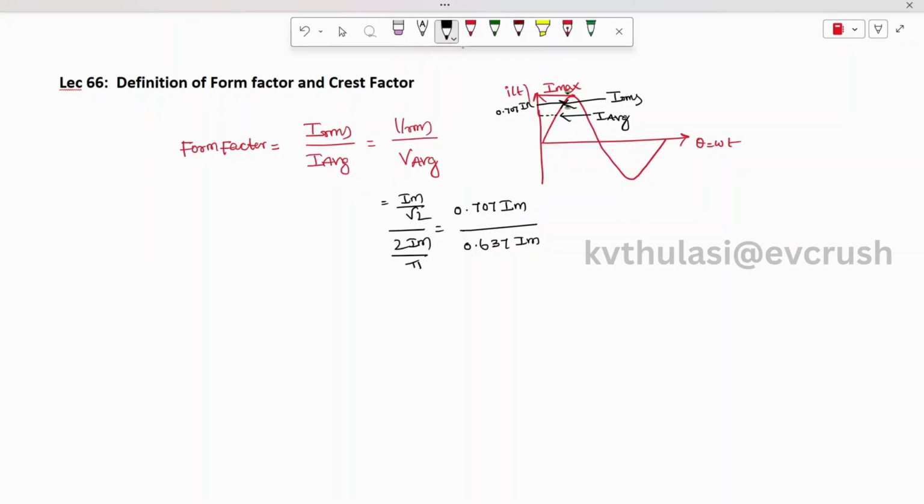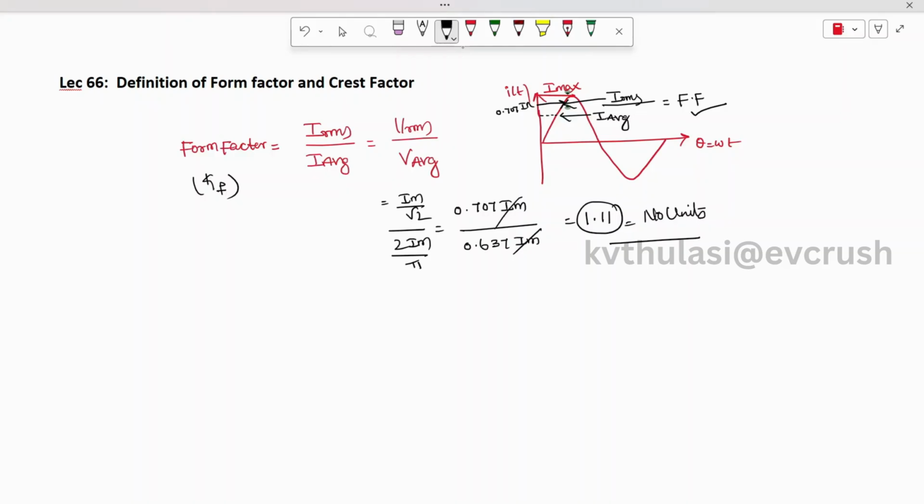When you divide I RMS by I average, you are going to get the form factor, which can be written as KF, where F is form and K is factor. The current will get cancelled out, and this is 1.11, where there are no units. Since it is a factor, the form factor has no units, and the value is 1.11. This is how to define the form factor: the RMS value to the average value is called the form factor.